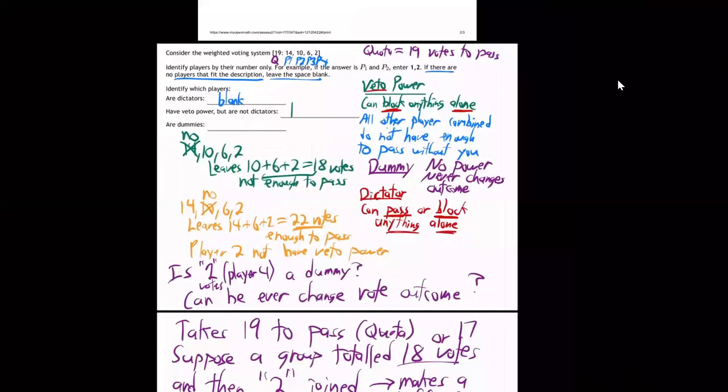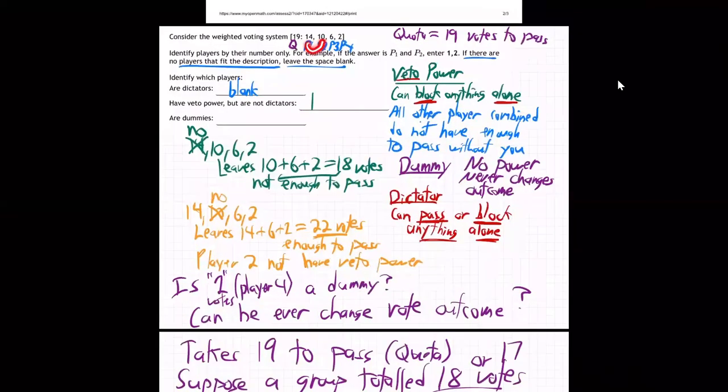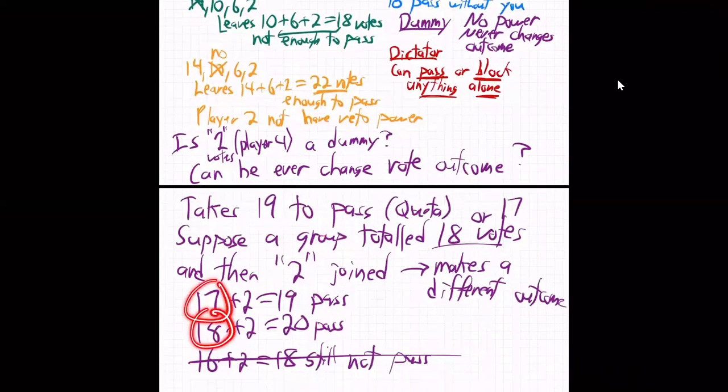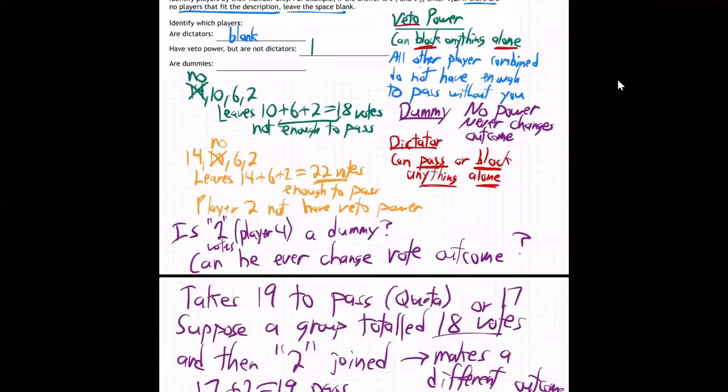Is there any way to get that? No. See, 14 and 10 would be 24. 14 and 6 is 20. See, there's no group other than using the 2 that would ever make 17 or 18 votes, and then they need the 2 to push them over the top. That's never going to happen.